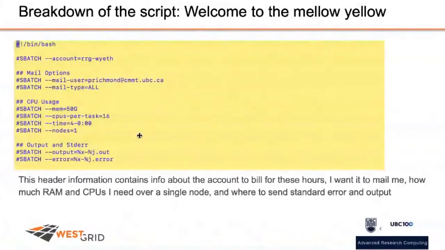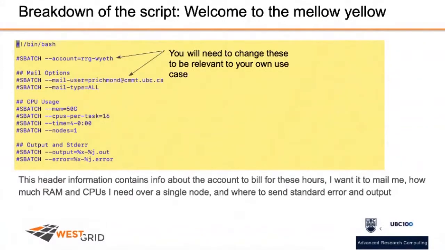So welcome to the Mellow Yellow. When we're submitting a script to the scheduler, they're all going to need some specific information which we pass to the scheduler via these commands that start with the hashtag followed by sbatch. If you are completely foreign to this, there are tutorials and information on the Compute Canada website about how to build these headers. So for example, here I'm going to be using 50 gigabytes of RAM. I'm going to be using 16 CPUs on a single node, and it's going to have a max time of 4 days. Again, you need to change these to be relevant to your own case if you want to reuse these scripts.